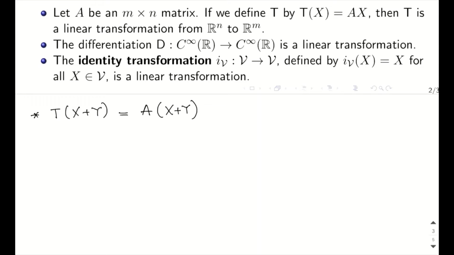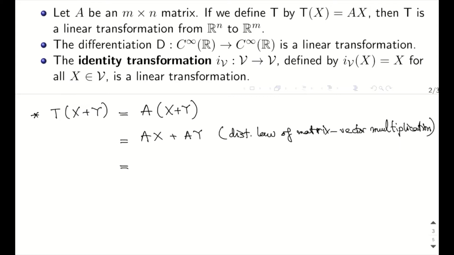But then we already know that we have the distributive law for matrix vector multiplication. This equals AX plus AY. But then what is AX? AX is the formula that you use to compute T of X. Right? So this is going to be the same as T of X. AY is the formula that you use to compute T of Y. And so you have successfully proven that T preserves the addition structure.